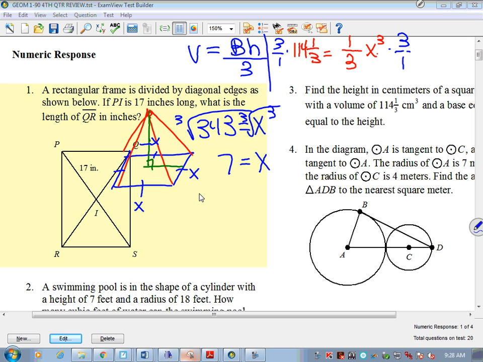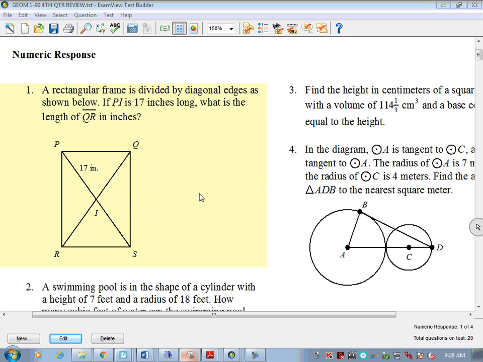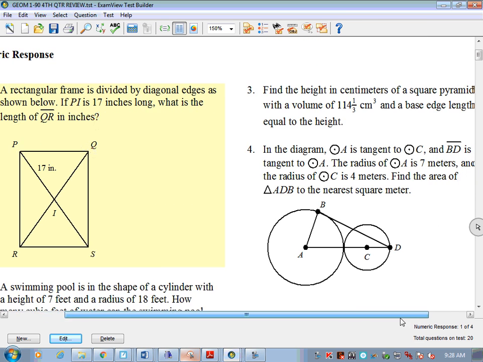X represents my height. It also represents each length of the sides of the square base. So 7. Is that the answer at the bottom of the page? Perfect. So that requires some depth of knowledge there. All right. Let's look at number 4.